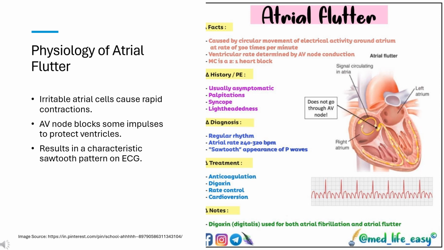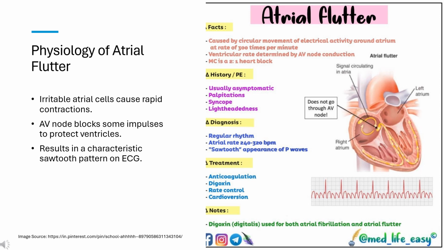Understanding the source of these impulses helps in targeting treatments, such as antiarrhythmics or ablation therapy, to control or eliminate the re-entrant circuit. The AV node serves as a critical gatekeeper in the heart's conduction system. In atrial flutter, the AV node cannot conduct all the rapid atrial impulses to the ventricles. If it did, the ventricles would beat excessively fast, potentially leading to severe hemodynamic compromise. Instead, the AV node selectively blocks some of these impulses.